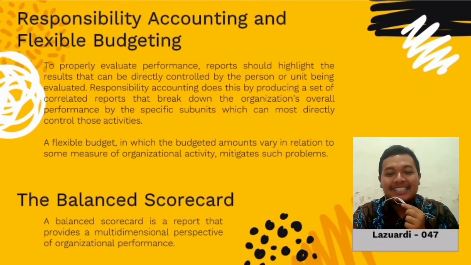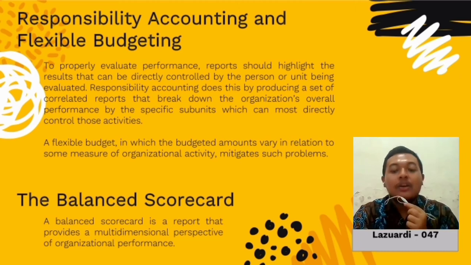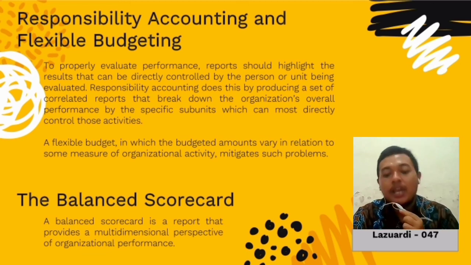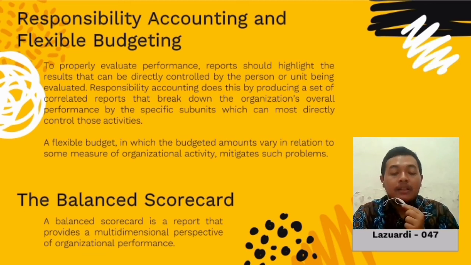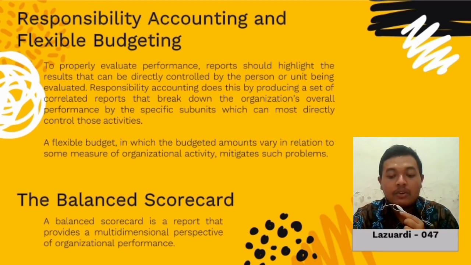All right, ladies and gentlemen, the next material we will discuss is responsibility accounting and flexible budgeting. To properly evaluate performance, reports should highlight the results that can be directly controlled by the person or unit being evaluated. Responsibility accounting does this by producing a set of correlated reports that break down the organization's overall performance by the specific subunits which can most directly control those activities.